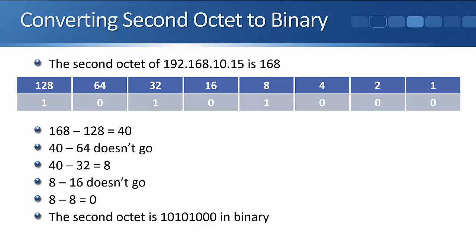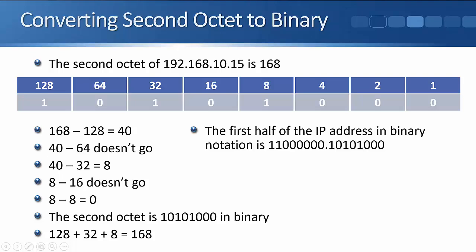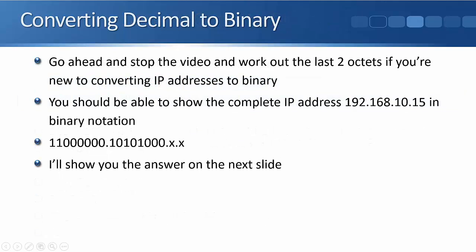So 168 in binary is 10101000. And our final check, add the numbers together. 128 plus 32 plus 8 does equal 168. So we got that one right as well. So the first half of our IP address in dotted decimal is 192.168. In binary, it's 11000000.10101000. So hopefully you followed along with that okay.